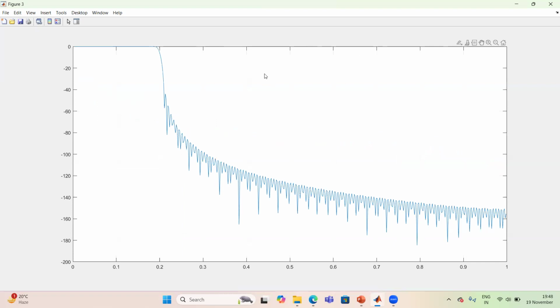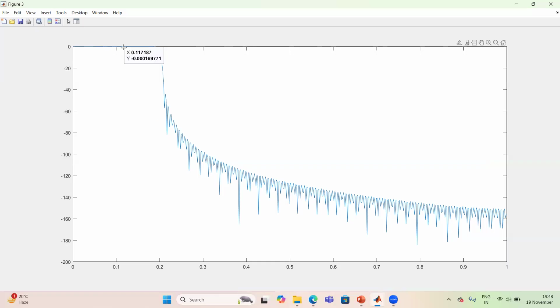You can check these values in the pass band: this response is almost flat. Very small fluctuation you will observe, but it is almost flat. Here you can see there is a fluctuation in the magnitude, but that magnitude is very small, so it is a very small fluctuation.